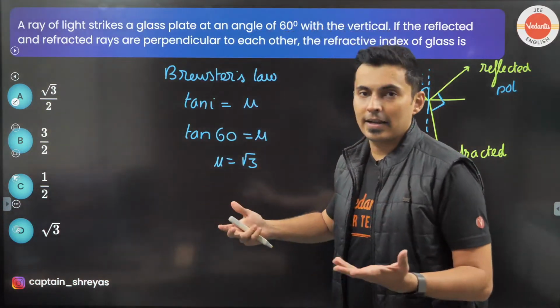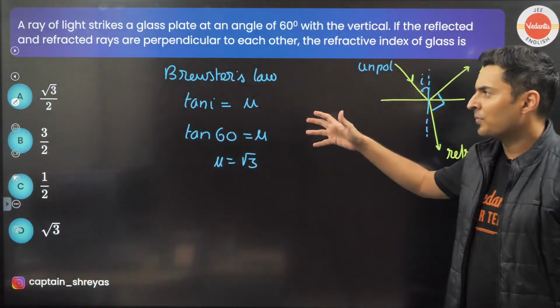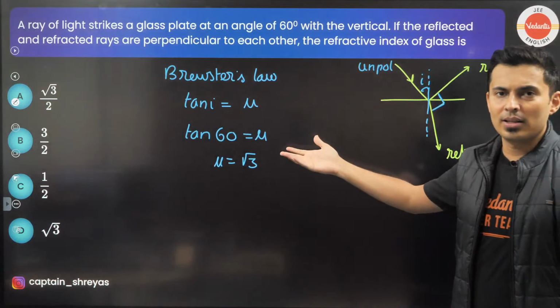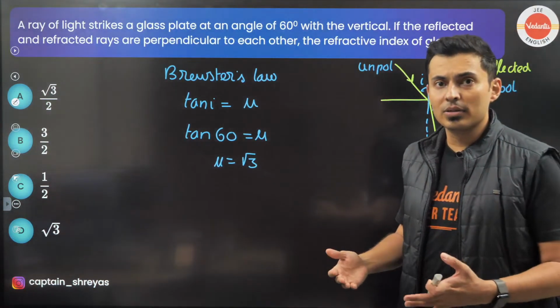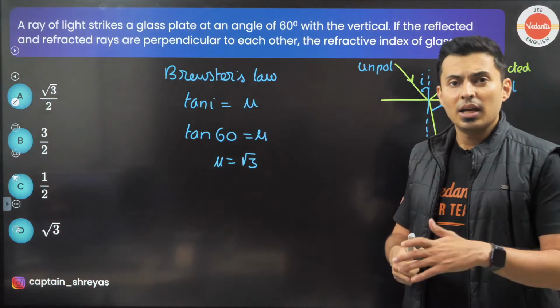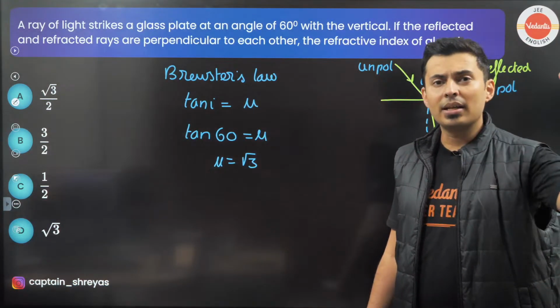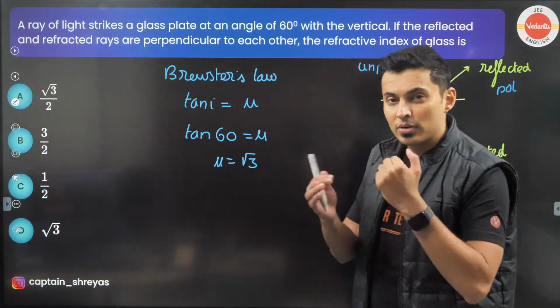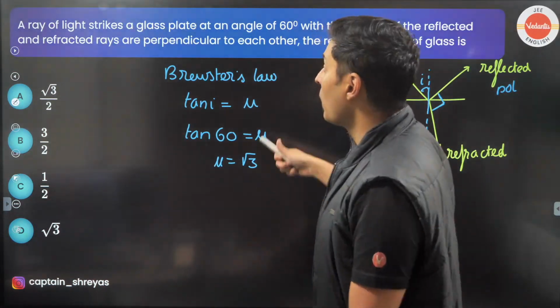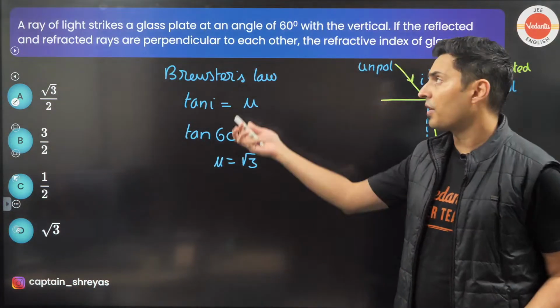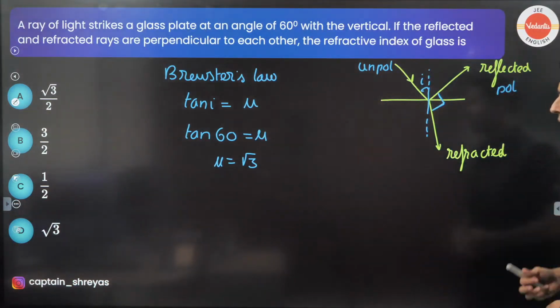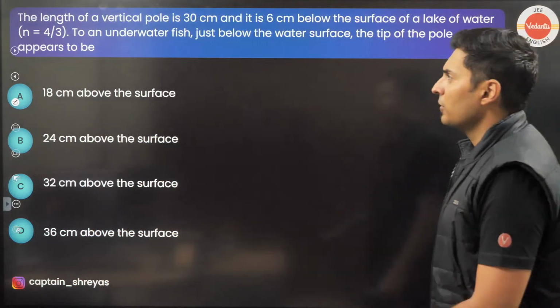Tan of i is equal to refractive index. It should just click at that moment that it doesn't have so much to do with ray optics. You can definitely use some other chapter's concept. And this happens many times. It feels like the question is from one chapter, but it ends up being from another chapter. There is no hard and fast rule. Nothing like that. You can use anything that you want to solve the question.